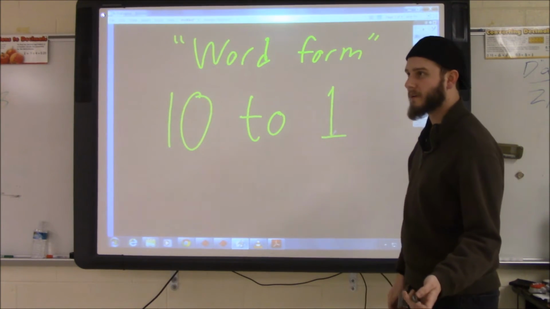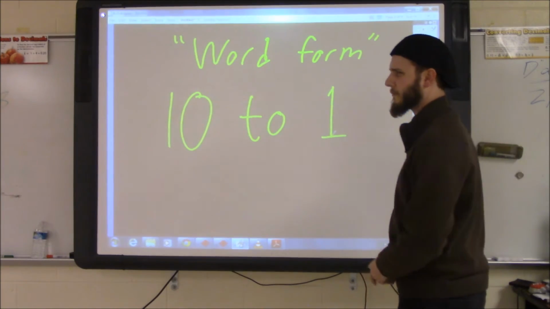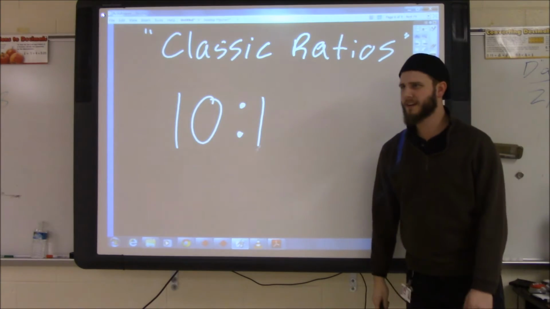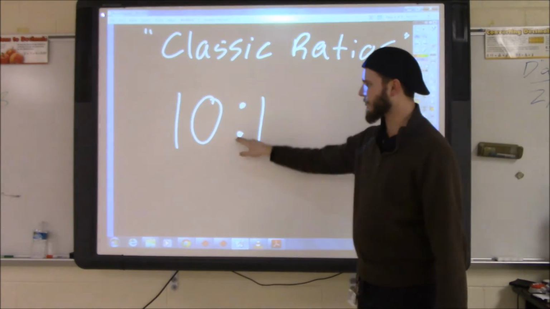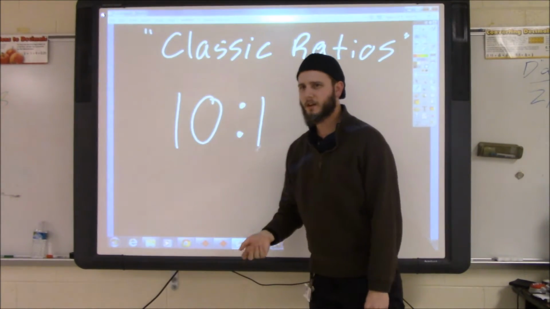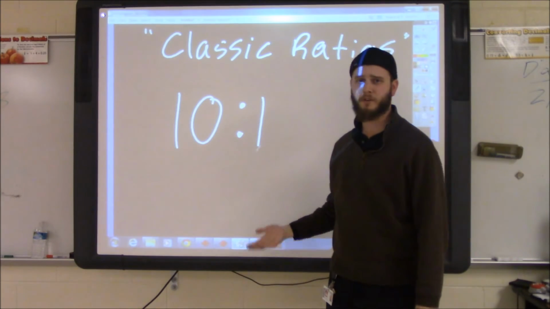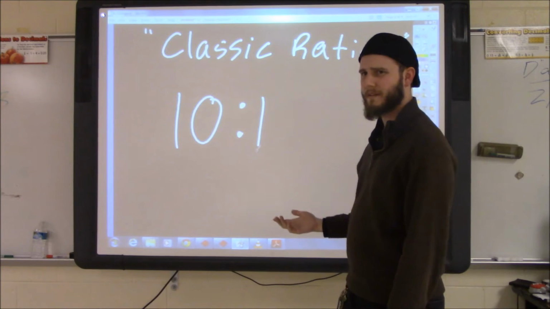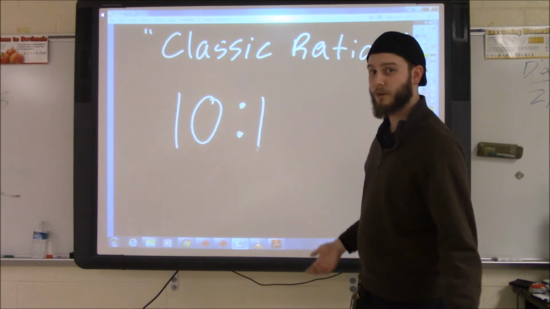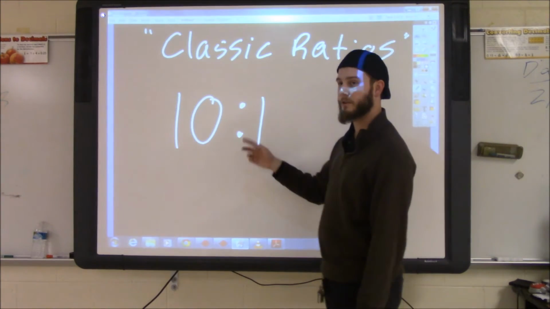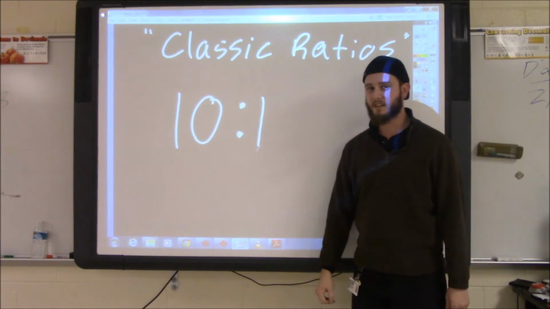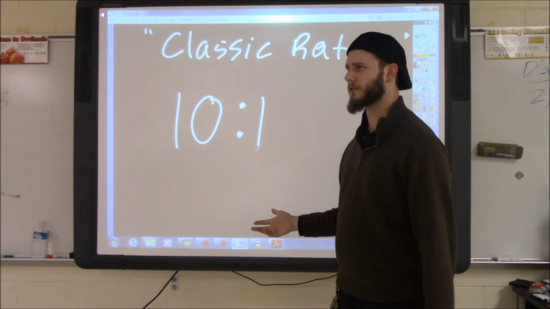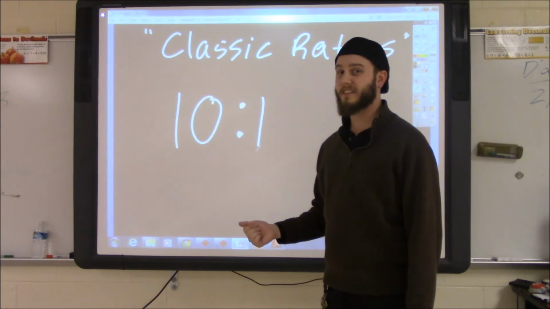The next form is something I'd like to call classic ratio form. Classic ratio just uses this symbol right here. It's a colon. All that colon means is it means to. That's just how we in the language of math would communicate that we are comparing the number 10 to the number 1. That's really all that means. You don't really have to concern yourself with too much more than that. Let's move on to the last form.